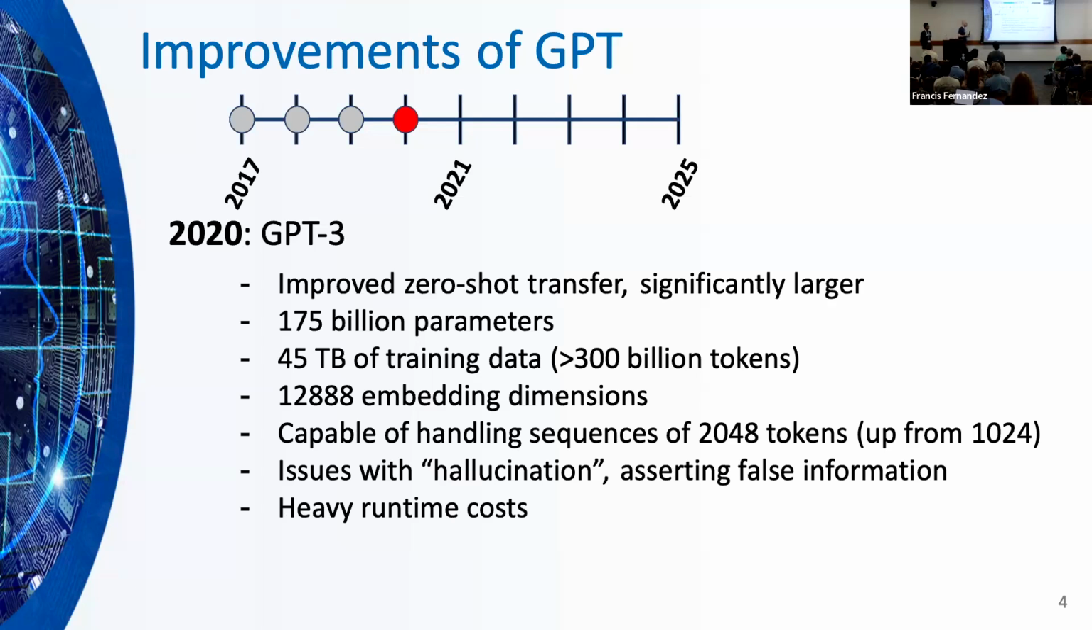Another known issue was due to the size of the network, there are inference costs on their end in terms of the energy consumption, in terms of the actual financial aspect of running it. But all things told, it was a significant improvement over GPT-2 in terms of utility.